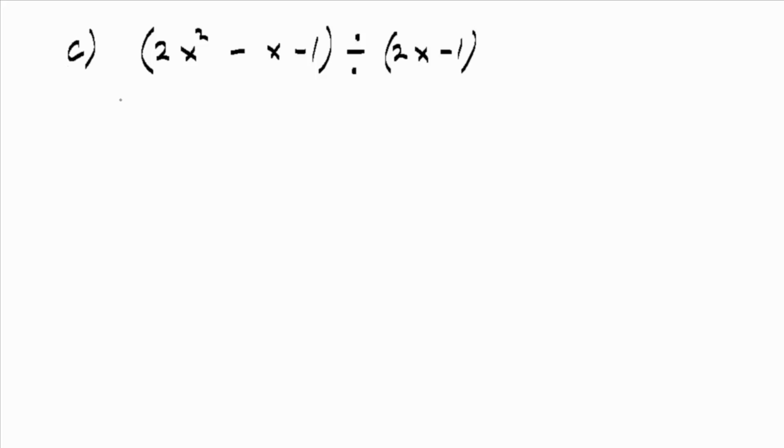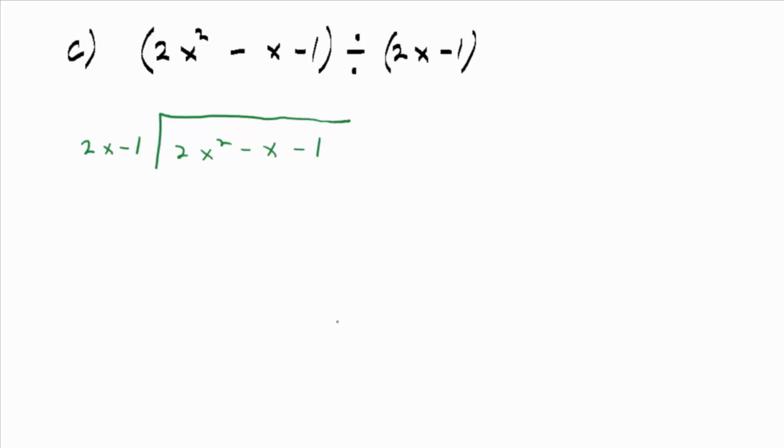Guys, for part C, we're taking 2x squared minus x minus 1. We're dividing that quantity by the quantity 2x minus 1. And you told me in the driveway of the division garage, you put the 2x minus 1, which means inside the garage, 2x squared minus x minus 1.